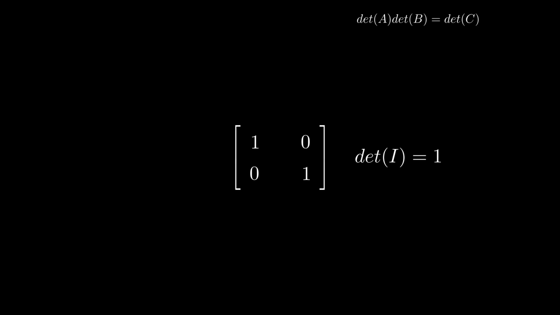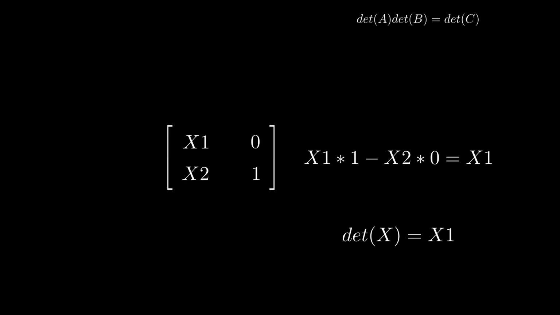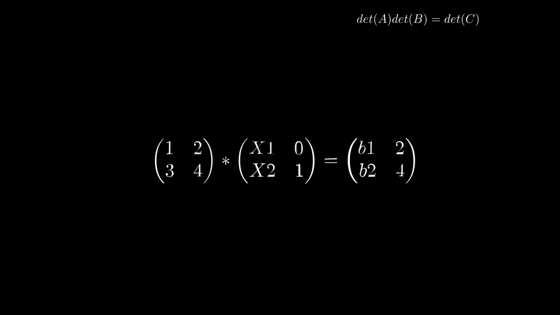If we exchange a column of the identity matrix with the input vector and we look at the determinant calculation, we see that we get a component of the input vector as the determinant. Which component we get is based on which column we replaced.